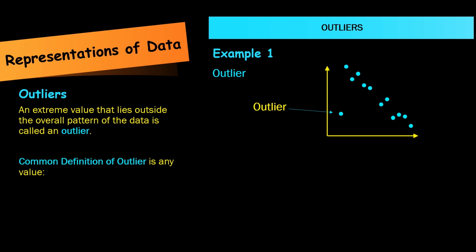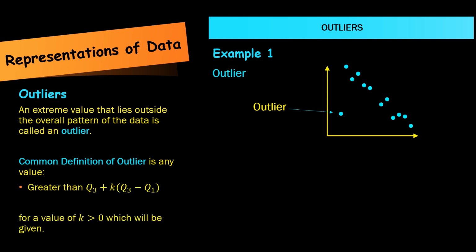There are two main ways of defining an outlier. We're going to concentrate on them one at a time. The common definition of outlier is firstly, any value greater than Q3 plus k times Q3 minus Q1 for a value of k greater than 0, which will be given. Now, this expression may look a little bit complicated. However, a diagram will hopefully explain what it's all about.